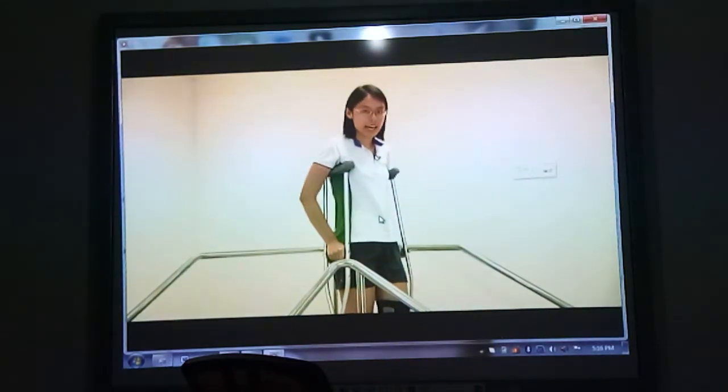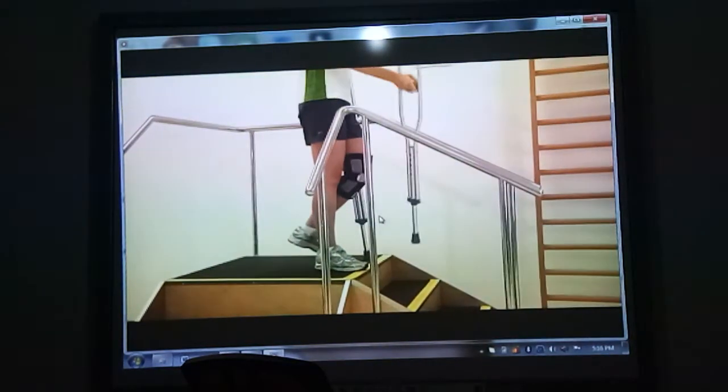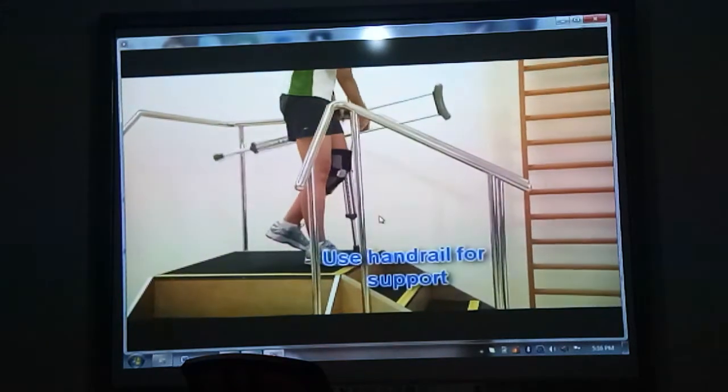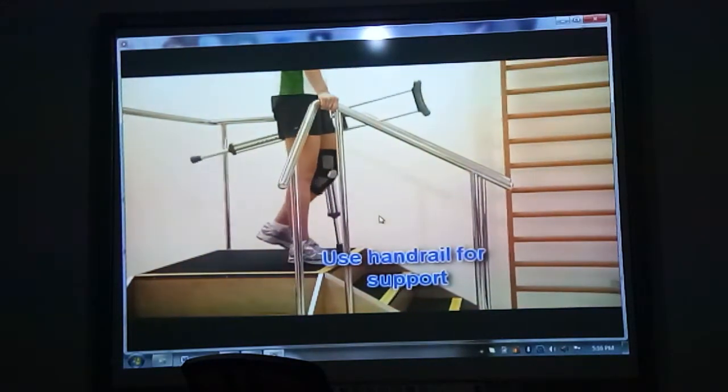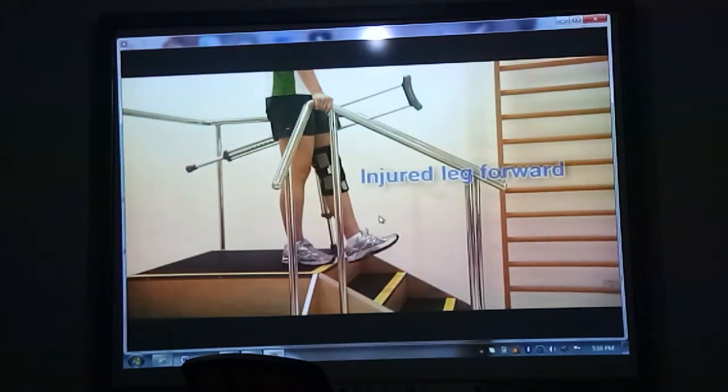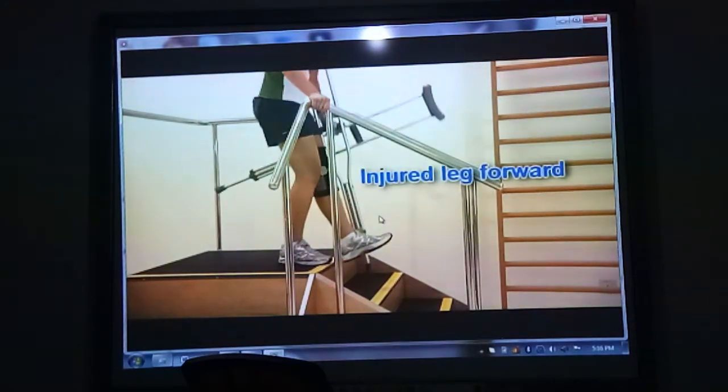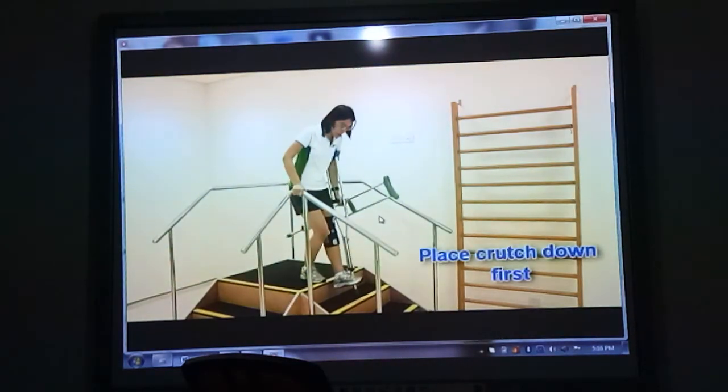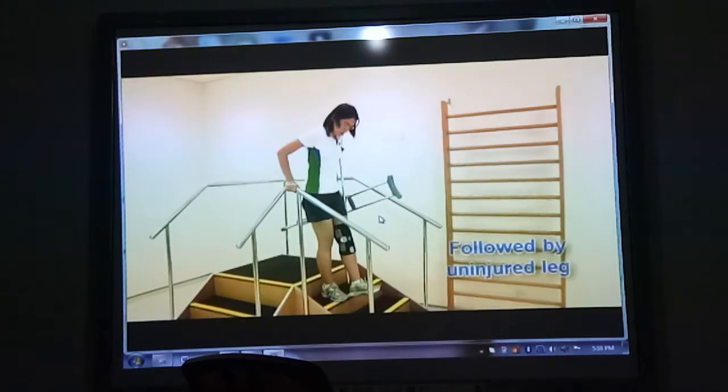To move down the stairs, hold both crutches with one hand and the other hand on the handrail. Bring your injured leg forward. Crutch down on one step, followed by your non-injured leg.